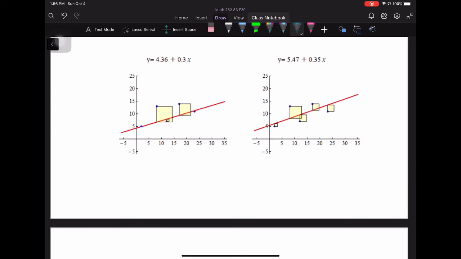I mentioned the sum of squares. What that means is from each point that you have, you draw a square from the point down over, and then you calculate the area of each of these squares. And so you want the smallest sum of squares.